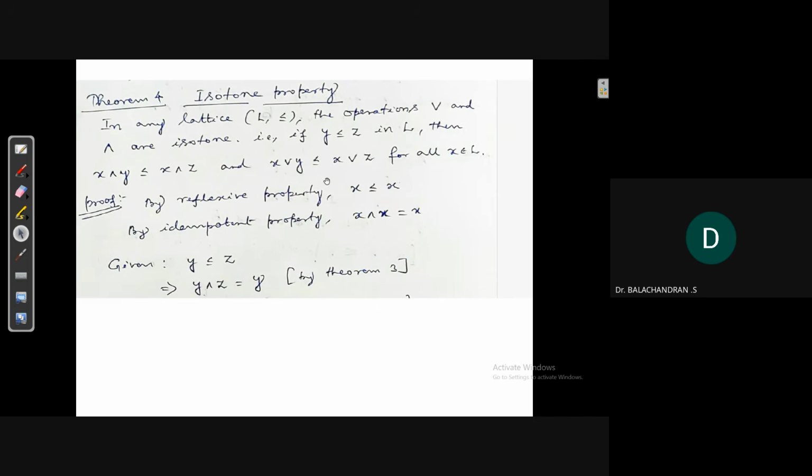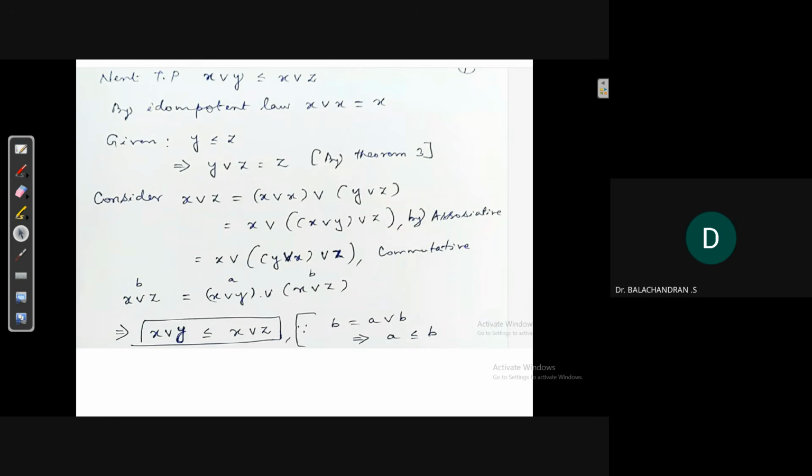I'm going to prove x or y less than or equal to x or z. To prove this, I'm going to take the right side. Okay, right side is what? x or z. So I'm going to prove x or y less than or equal to x or z. Second one. Again, idempotent law. x or x is equal to x.